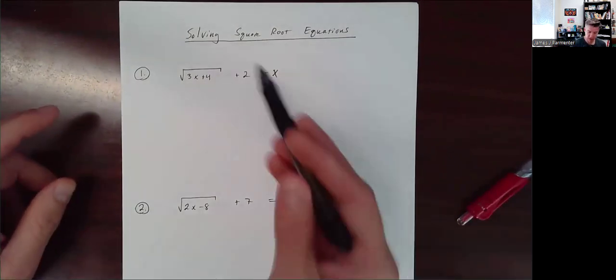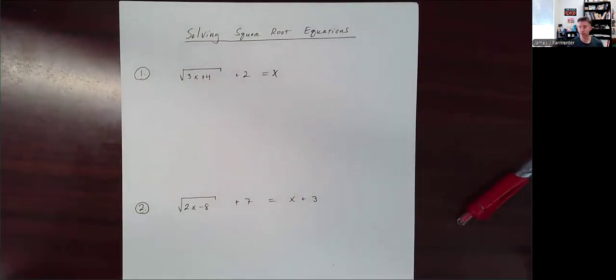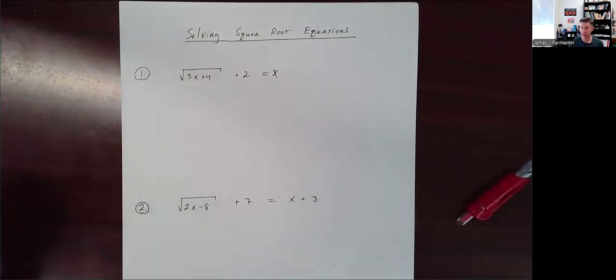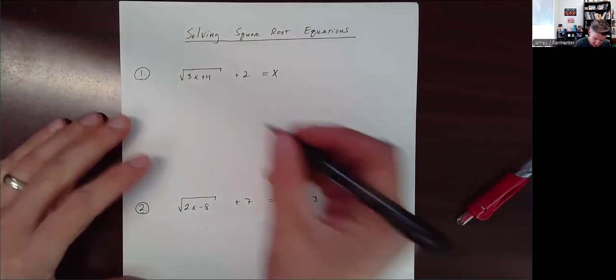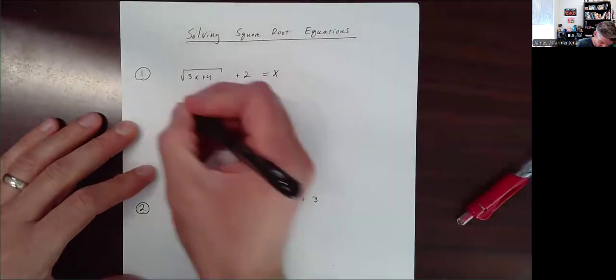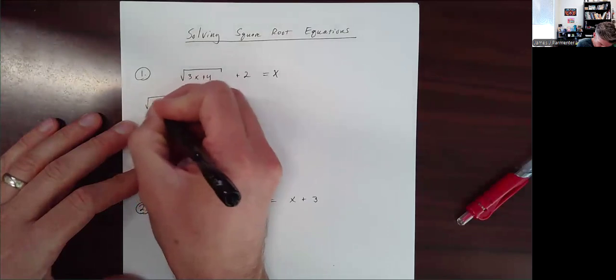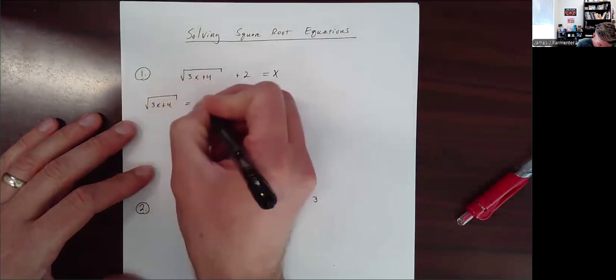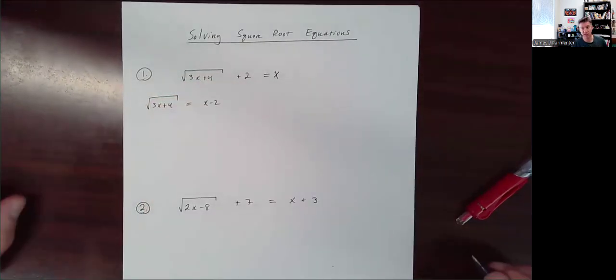So solving square root equations, there's a couple things to be aware of. The first step is typically that we want to isolate the square root so that we can square both sides and have the radical go away. So I'm going to subtract it from both sides and get the square root of 3x plus 4 equal to x minus 2. Then I'm going to square both sides.